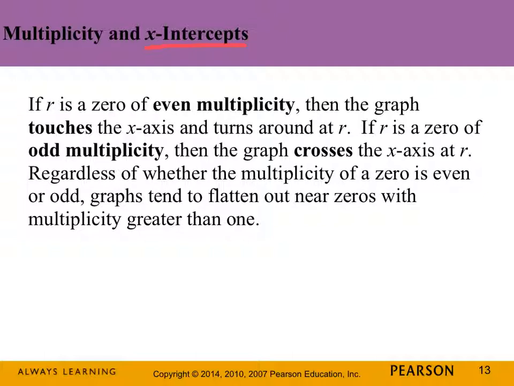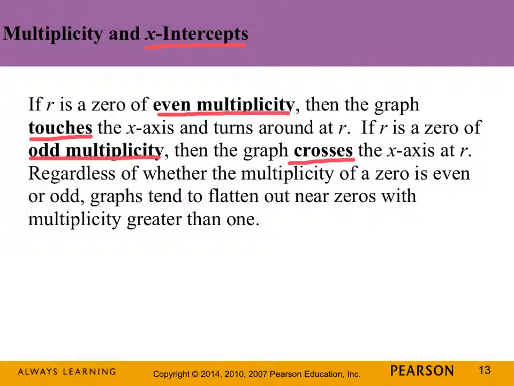So if we've got a zero of a polynomial and it's of an even multiplicity, what's a multiplicity? Well, that's just how many times that zero is used as a factor. So if it's used as a factor twice, it's even multiplicity. If it's used as a factor 3 times, it's an odd multiplicity. So if it's an even multiplicity, the graph just touches the x-axis and then turns around at that zero, at that x-intercept. If a zero is an odd multiplicity, then the graph just crosses the x-axis at r.